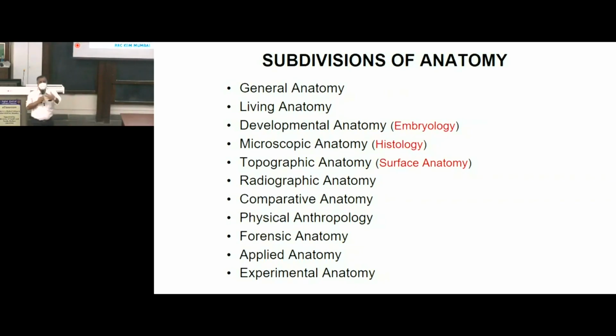Because we should be able to apply the knowledge on patients. For what purposes? Why do we want to apply anatomy on a patient? Diagnosis, very good. Treatment, very good. Surgery as a part of treatment, very good. But before diagnosis, what do you want to do? How will you arrive at a diagnosis? Observe. That's the most important thing.